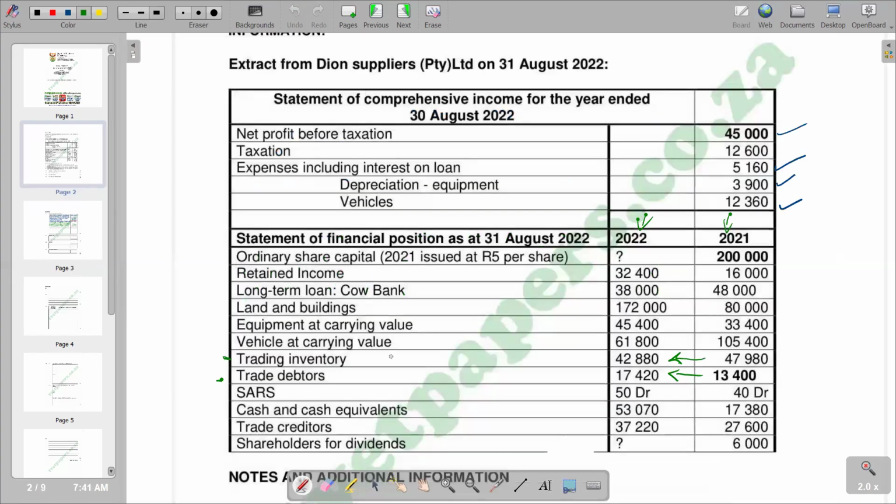Next one, we have trade creditors as a current liability. And we see that it's a movement from 27,600 to 37,220. So this is indicated by an increase of trade creditors, which is supposed to be shown as a positive. So we calculate the difference between 37,220 minus 27,600.